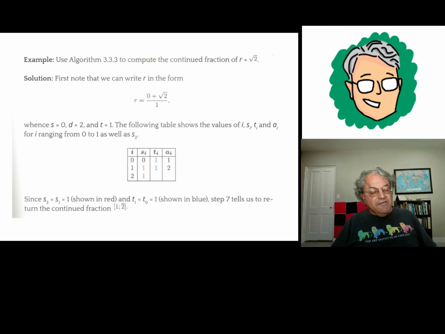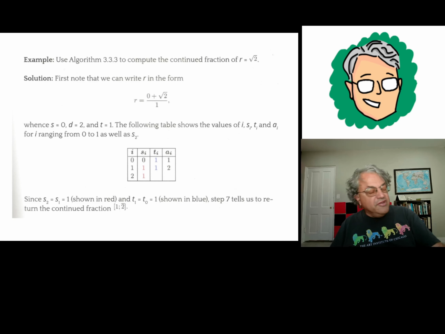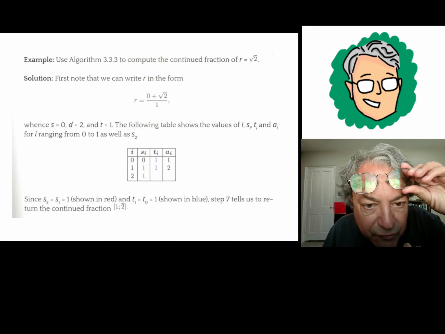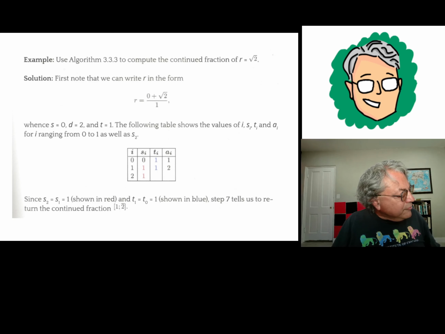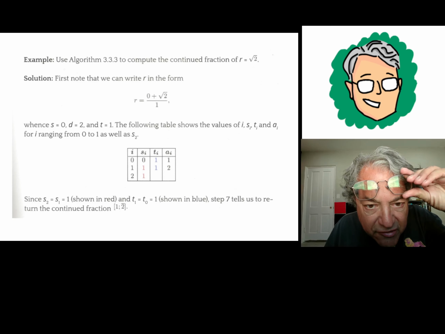Now we have to do step 5 again. s sub 2 is a sub 1 t sub 1 minus s sub 1. a1 is 2, t sub 1 is 1, s sub 1 is 1, so it's going to be 1. Anyway, it turns out that condition 6 is now satisfied. We have s sub 2 equal to s sub 1. They're both 1. And t sub 1 is t sub 0.